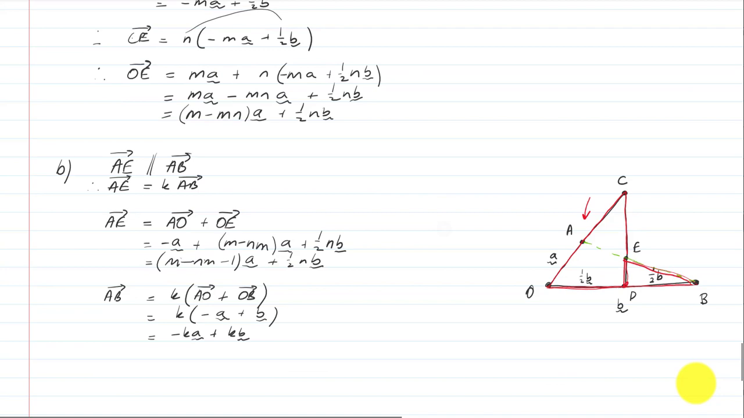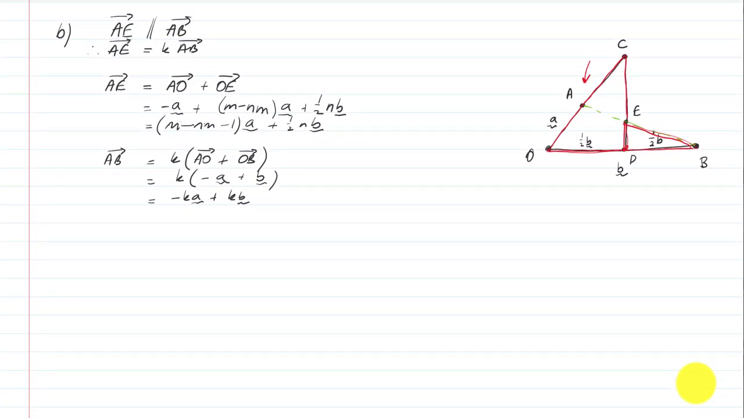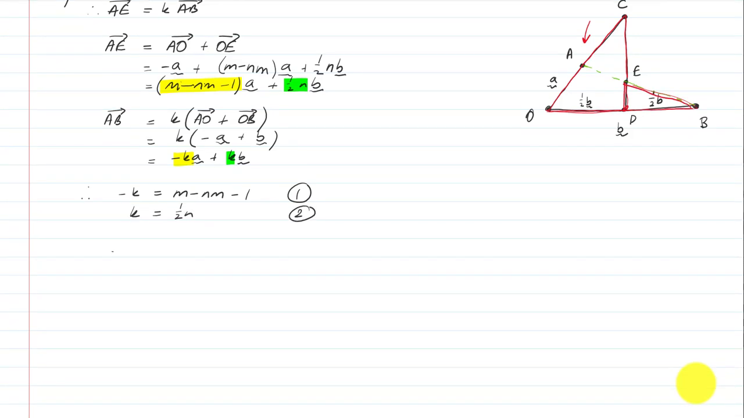So we'll go down different M's and N's, by the way. We'll go back down to here. And this implies that, firstly, that is equal to that. So I get negative K is equal to M minus NM minus 1. And I'll call that number 1. And it implies that this equals this. And so I get K equals a half N. And I'm going to substitute 2 into 1. And it gives me negative a half N equals M minus NM minus 1.